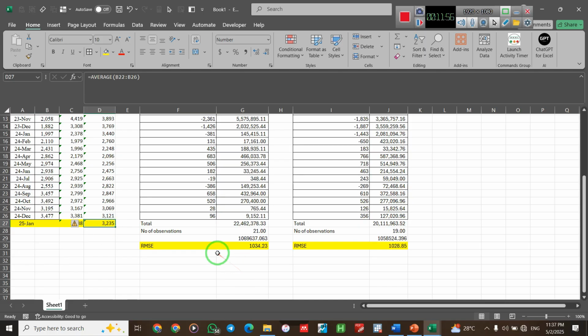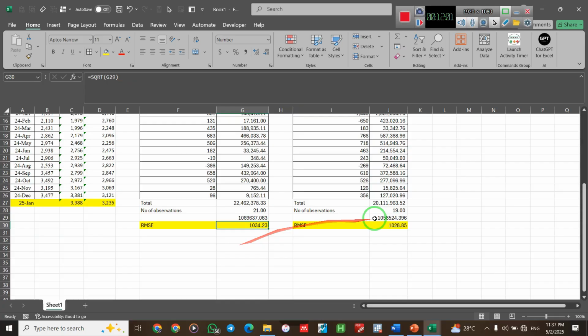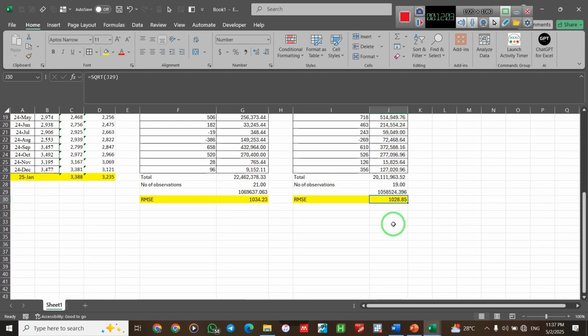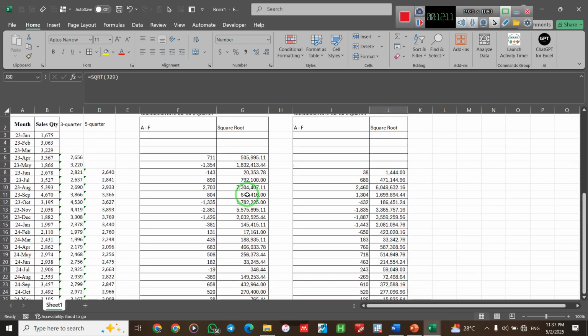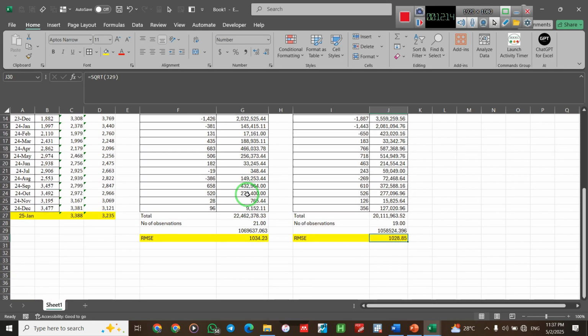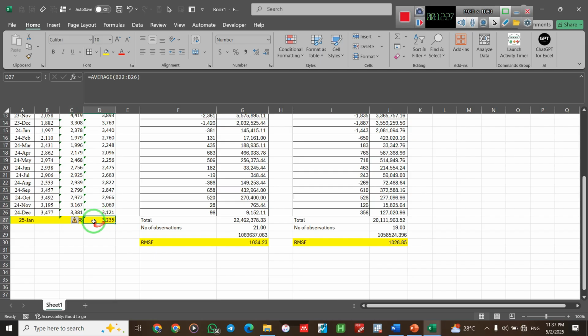So if I explain the same thing in English, now we have calculated the RMSE for the 3 quarter and the 5 quarter moving average, and we can see that the 5 quarter moving average RMSE value is lesser than the 3 quarter moving average RMSE value. That means the 5 quarter moving average will give more accurate results than the 3 quarter moving average. That means in this forecasted sales, the 5 quarter moving average will give more accurate results than the 3 quarter moving average results, right?